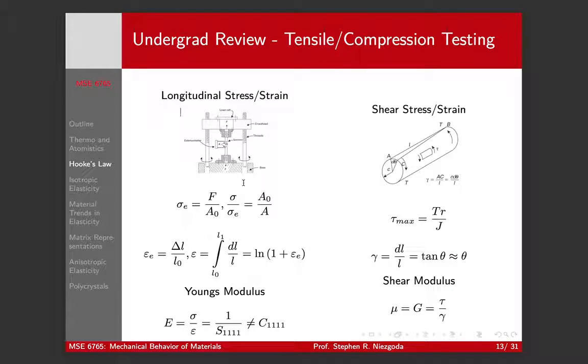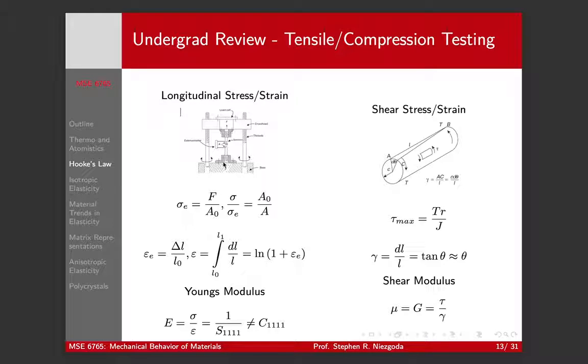Okay, welcome back. I want to start with a really quick review of what you should know from undergrad about stress strain testing and 1D stress strain description. So if we think of either a tensile or compression test, we're going to define an engineering stress, which is the force that's being applied divided by the cross-sectional area of our tensile or compressive specimen.